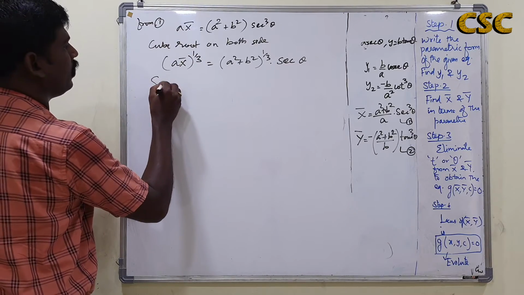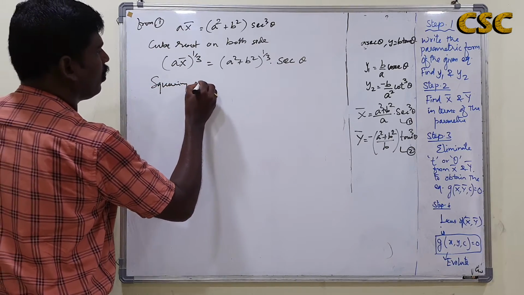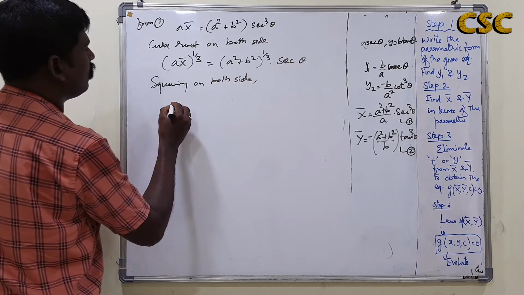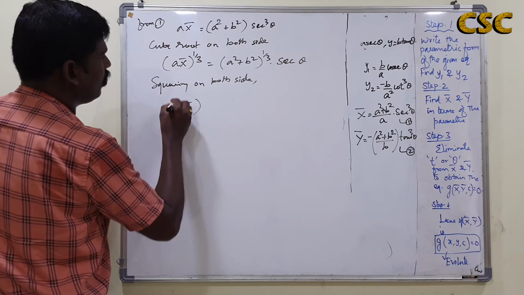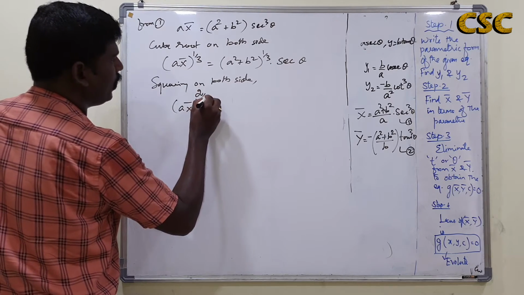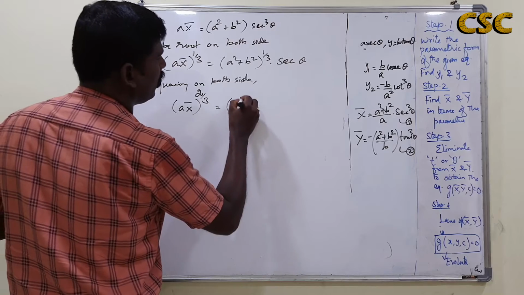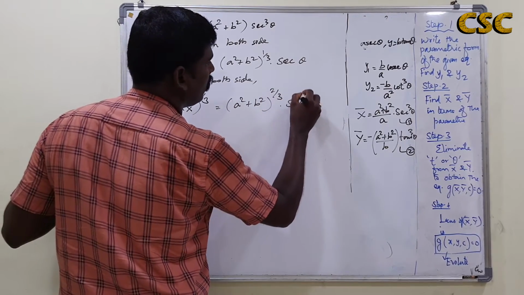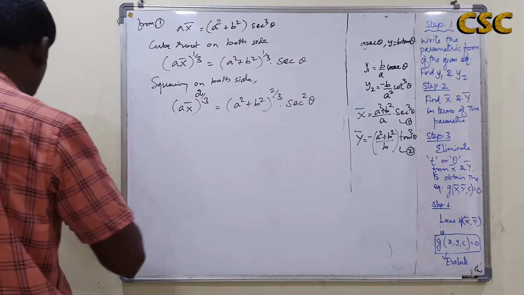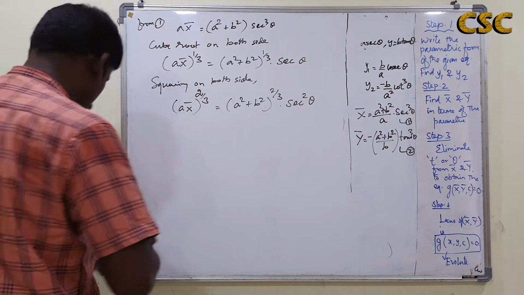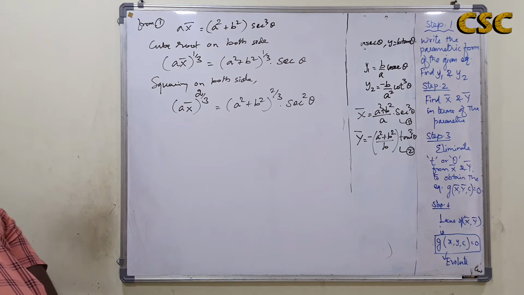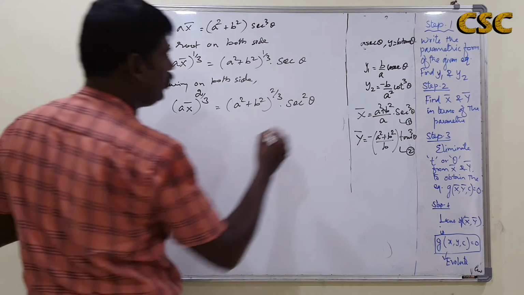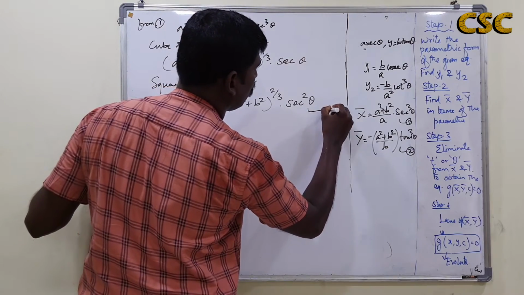Now squaring on both sides. So a x bar to the power 2/3 is equal to (a square plus b square) to the power 2/3 into secant square theta. I call it equation number 3.